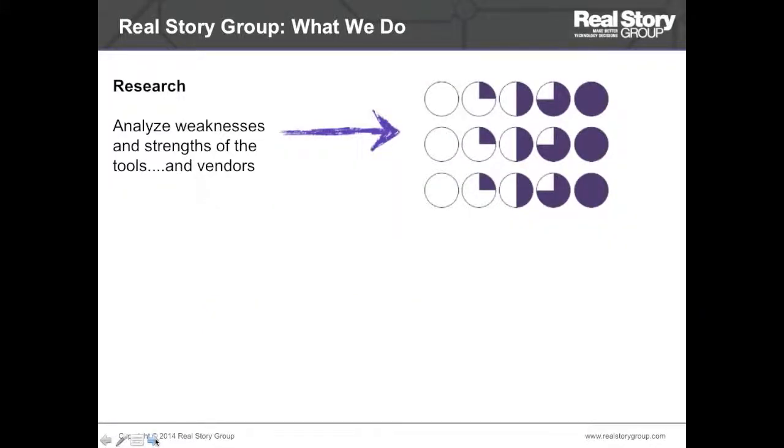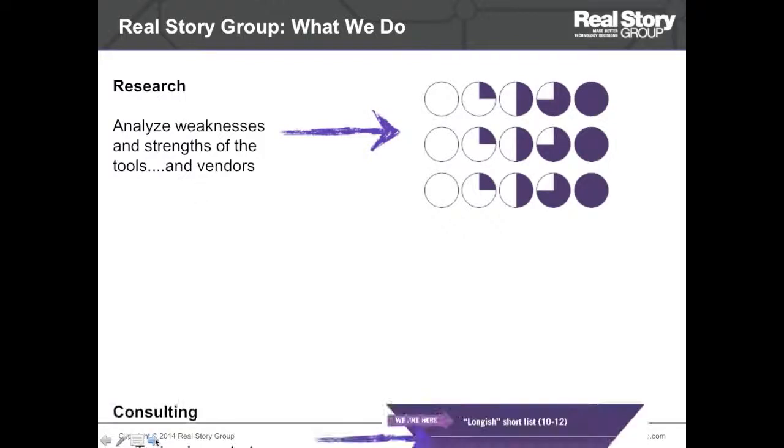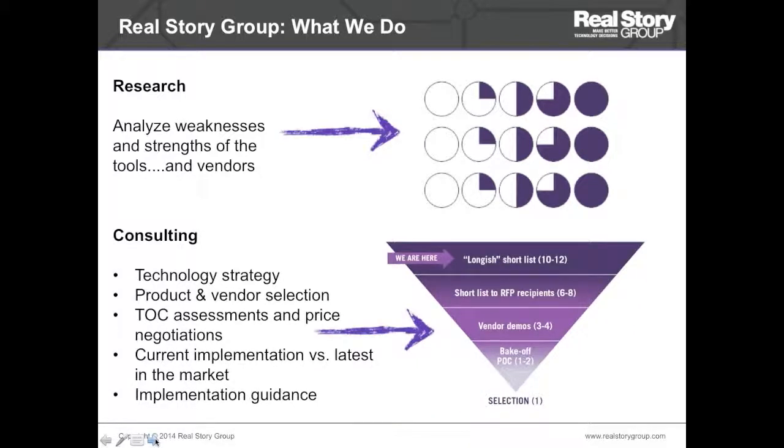Naz already gave you a little bit of a background about me. Just very quickly about Real Story Group. We primarily provide research where we look at products across these markets and we analyze the weaknesses and strengths of different technology tools. And then we have a consulting practice for our subscribers where we help them set forth technology strategy and select products and vendors that are most appropriate for their needs. And we are strictly buyer side, so we don't work with any of the vendors we evaluate. We're really in business to help buyers make the best possible technology decisions.